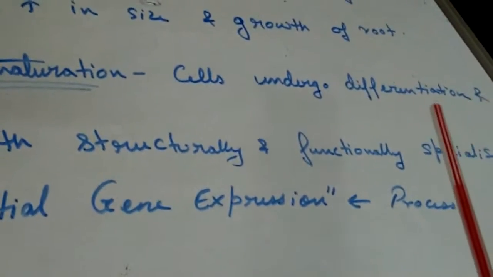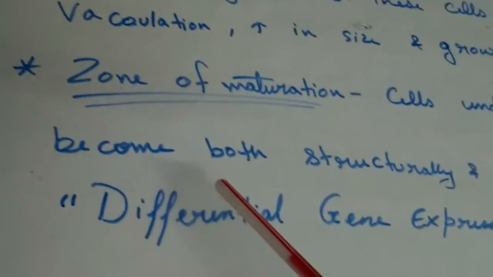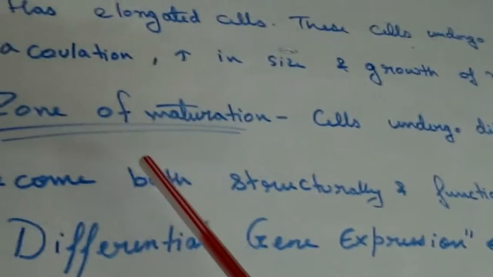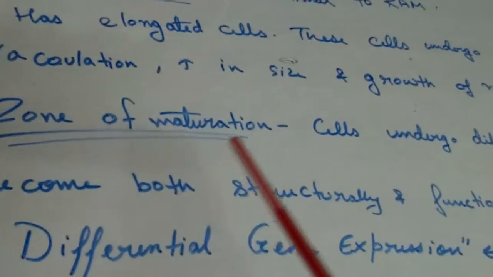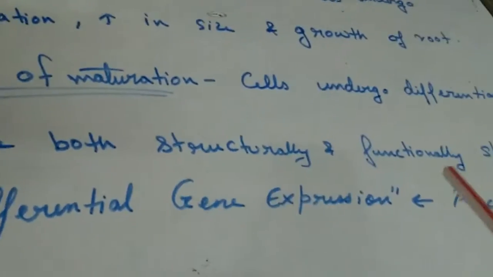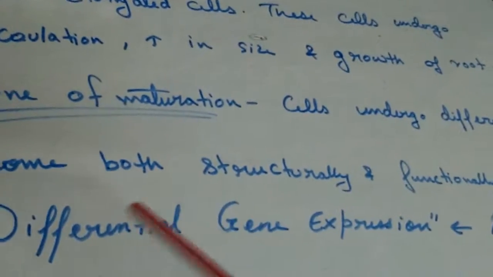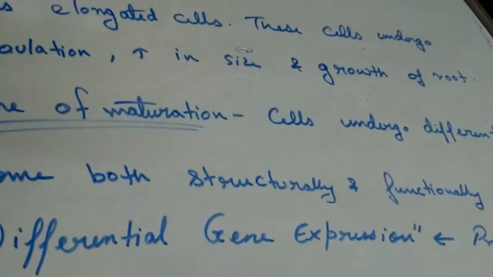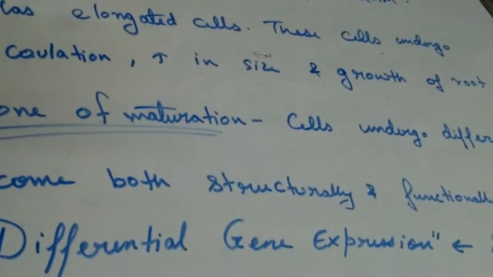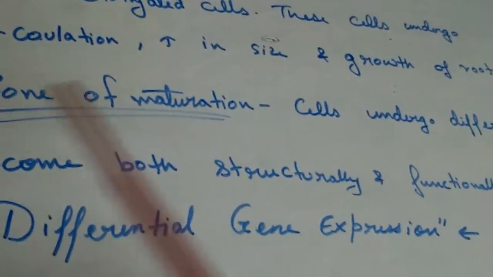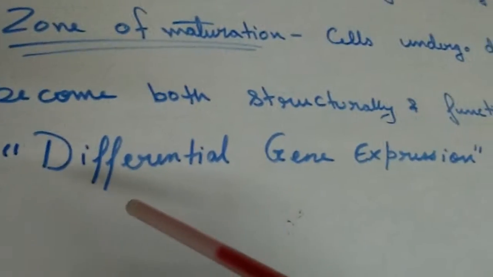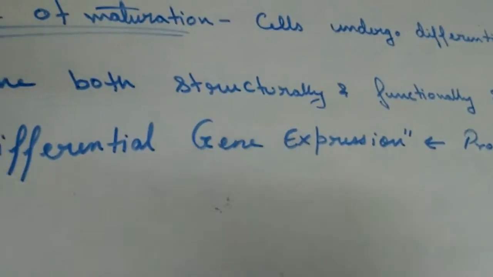Zone of maturation. Cells undergo differentiation and become both structurally as well as functionally specialized. So in this zone of maturation, cells become both structurally and functionally specialized, giving rise to some special parts or special features found in root due to these differentiating cells, and the process involved is known as differential gene expression.